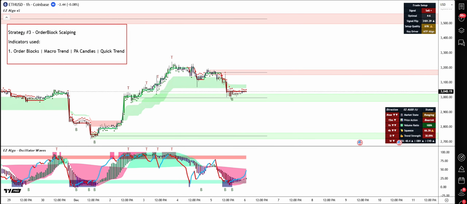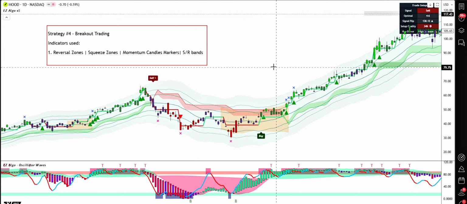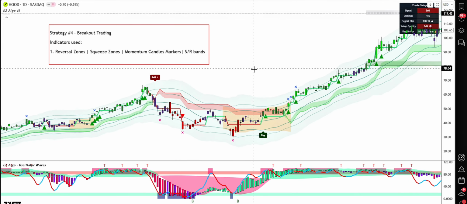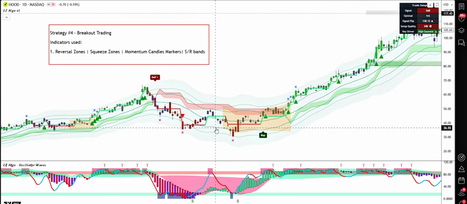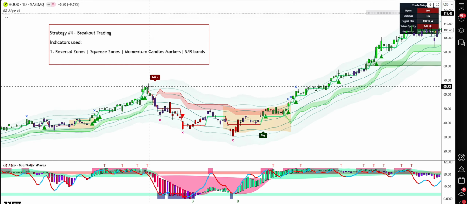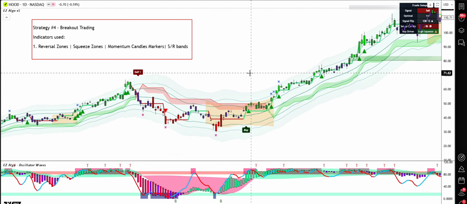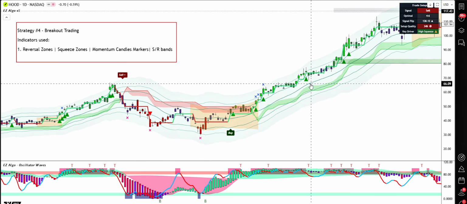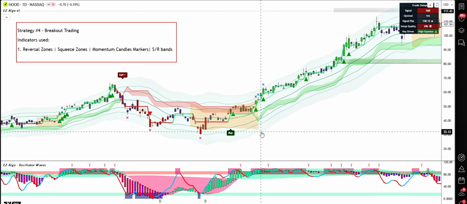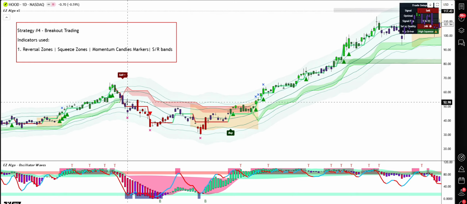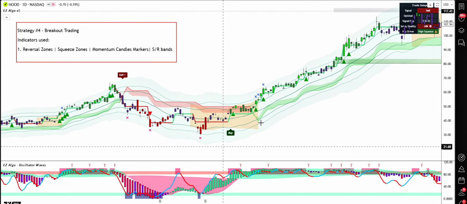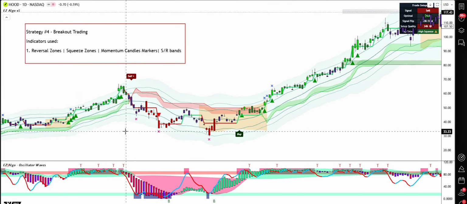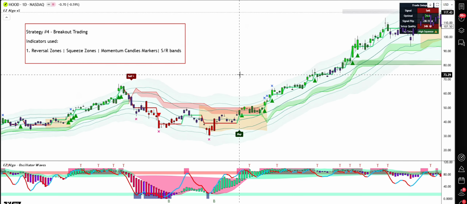Okay, another strategy that we can use these algos for is just for trying to catch breakouts. So here, for breakout trading, we have our reversal zones, which basically is just going to label potential reversal points on price, or areas where price is going to be trending up or trending down if price is above our midline here for a reversal zone. We have our squeeze zones highlighted here, and we have our momentum candle markers, which are these arrows. And we have our support and resistance bands up on the screen as well.